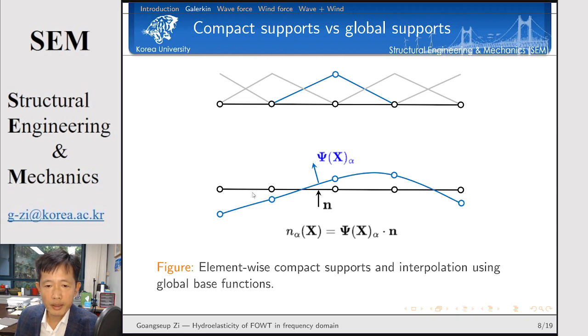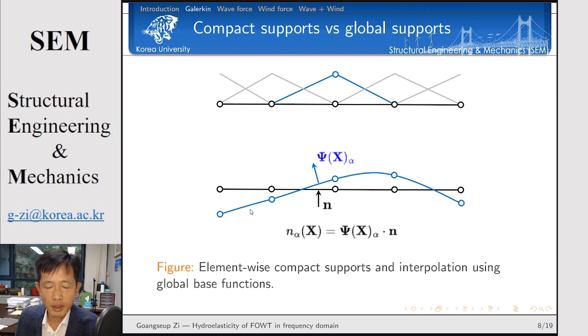But we can also consider global shape functions. In the case of this one-dimensional problem, we can consider, for example, Fourier series, or we can consider polynomials. We can consider various sets of global functions. And then we can superpose these global shape functions to approximate the displacement.